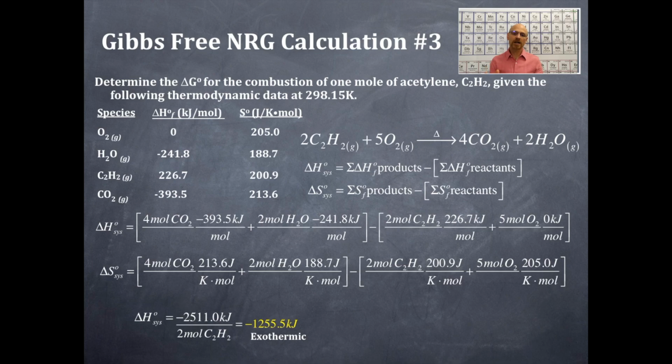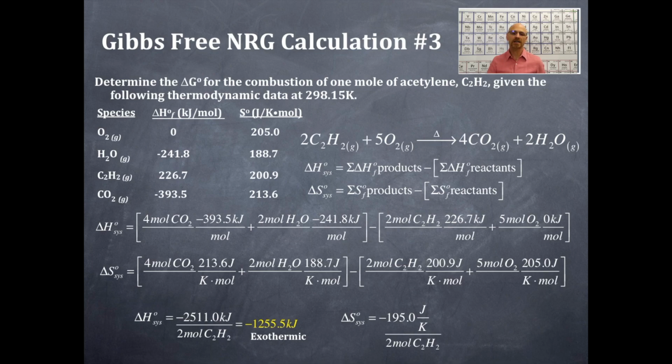When I sum all this up, we're going to get this value for the delta S naught for the system at negative 195.0 joules per Kelvin. We also have to divide this by 2 because I have 2 moles of acetylene, which is coming from that balanced equation.